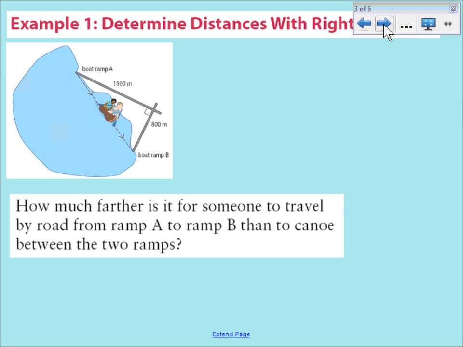How much further is it for somebody who traveled by road from ramp A to ramp B than it is to canoe between the 2 ramps? We know that this equals 1,700 meters, and these are 1,500 and 800. So if we walked here, that's 1,500 plus 800 here equals 2,300.